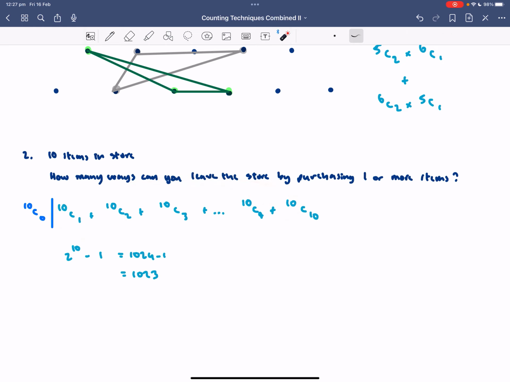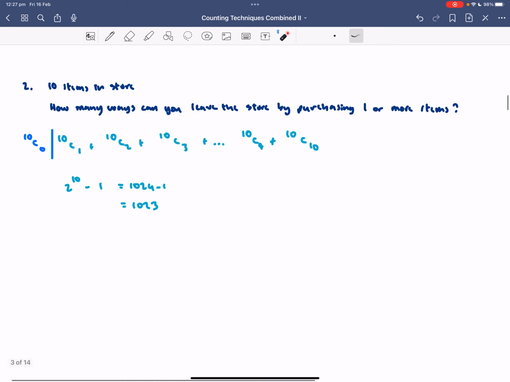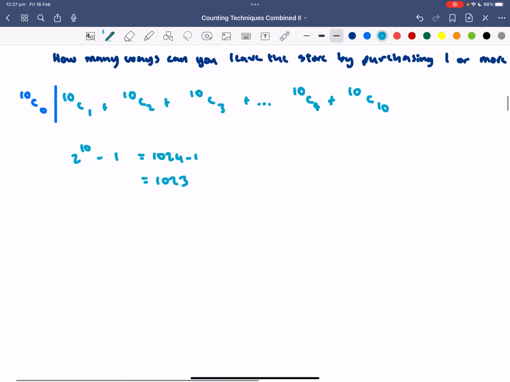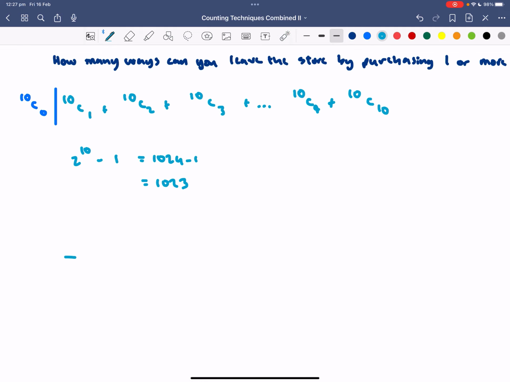That is one way of doing it, thinking of it as the Pascal triangle. Now, there's actually another way of doing it. Now, remember, guys, there's 10 items, right? Let's call the items A, B, C, D, E, F, G, all the way up to whatever the 10th letter is. So when you get to item A, you have two choices.